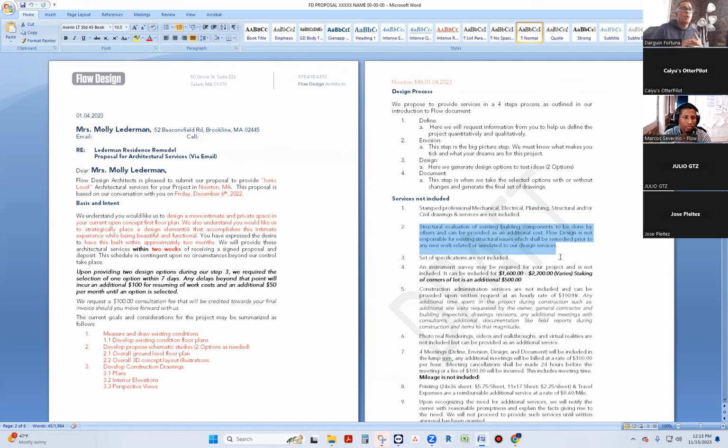Flow design is not responsible for existing structural issues, which shall be remedied prior to any work related or unrelated to our services. Why is this? If I'm supposed to be building a deck, for instance, and there was already a deck there, and you say, well, I want to use the existing footings. Who am I to fight you that you want to reuse the existing footings? What I'm going to do is those footings got to be evaluated by a structural engineer, done by others. But I'll make sure my framing is correct.